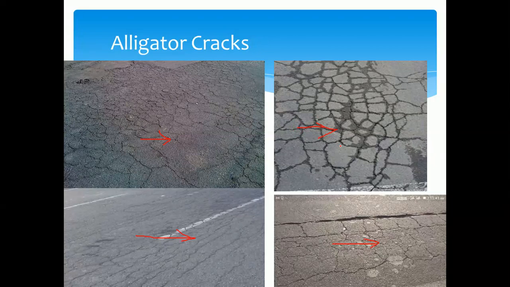So what are all the types of failures we are observing here? These are all the surface failures. The causes of failures in the different layers are different, and the causes of surface failures are different. So you should differentiate between the different types of failures.